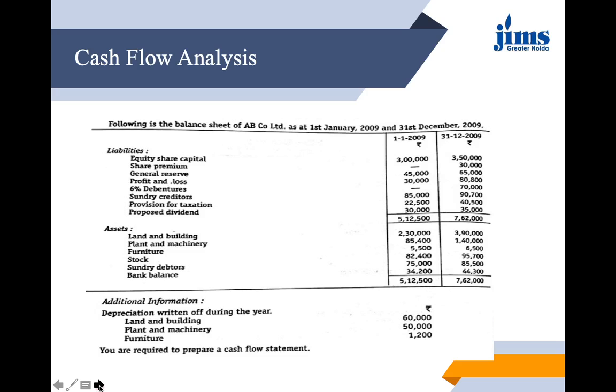We are having one more question here. Here I have given you more adjustments, and we do have more ledger accounts to draw before drawing the cash flow statement. We can see under liabilities, we are given equity share capital, share premium, general reserve, P&L account, debentures.